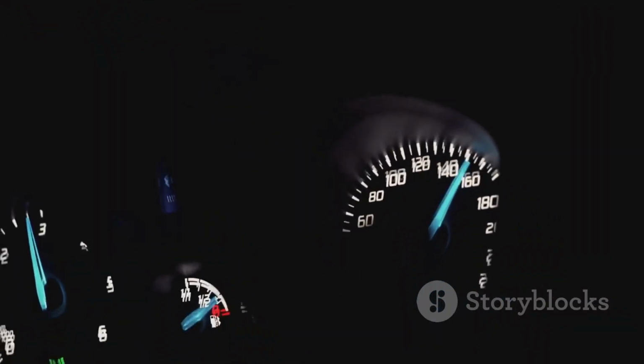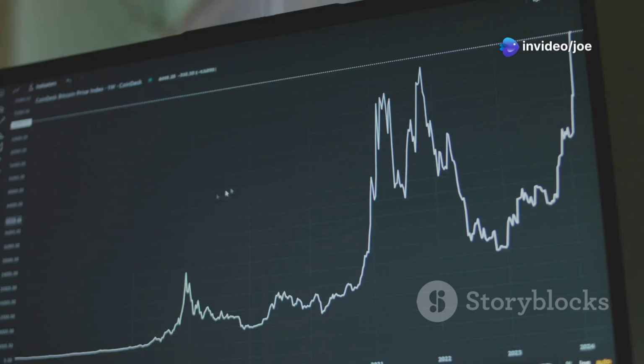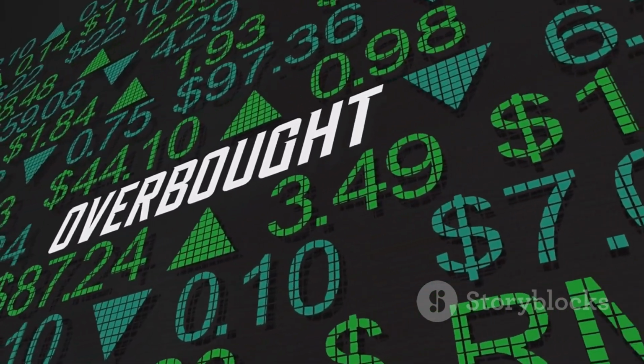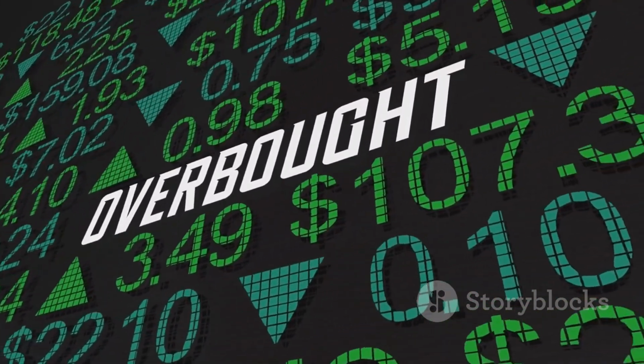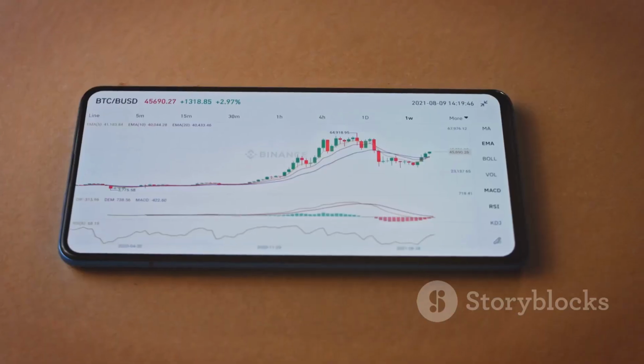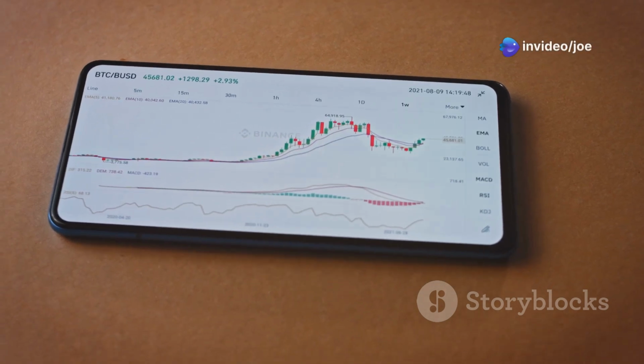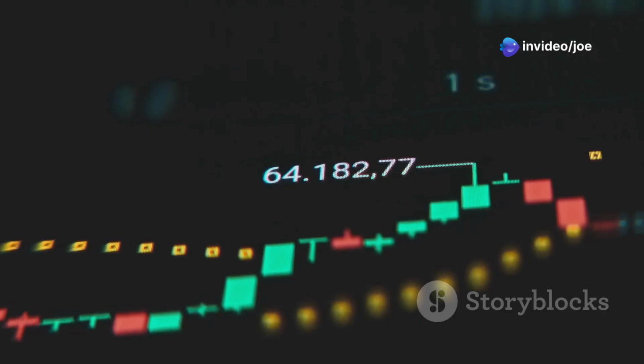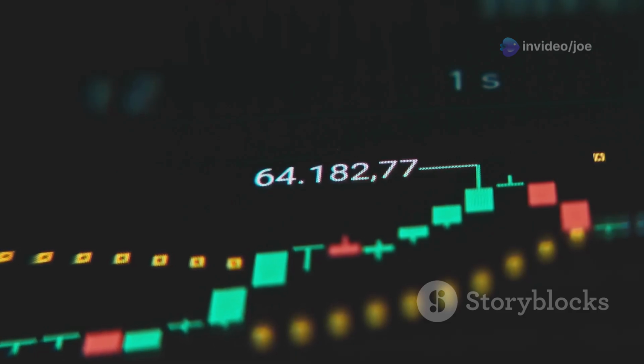Imagine you're driving a car and you're constantly slamming on the gas pedal, then hitting the brakes. That's not a sustainable way to drive, right? Well, the same goes for crypto prices. If a cryptocurrency has been going straight up for days on end, it's likely overbought, and a pullback might be in order. Conversely, if it's been in free fall, it could be oversold, and a bounce back might be on the horizon. The RSI is displayed on a scale of 0 to 100.